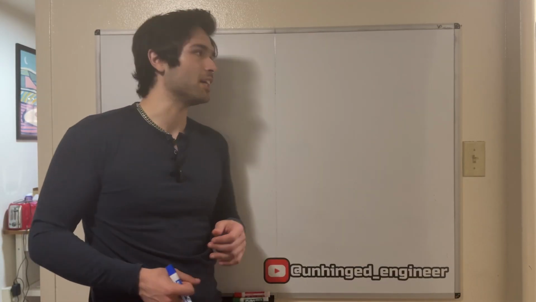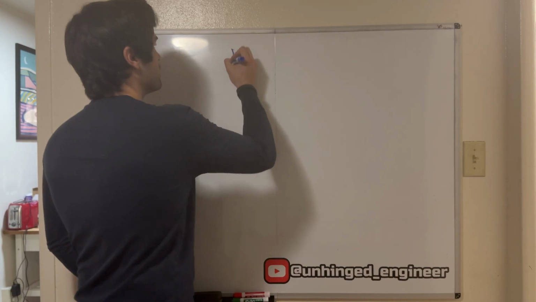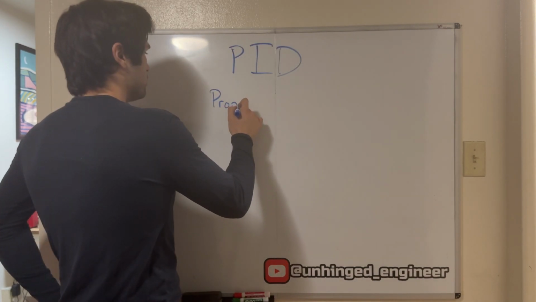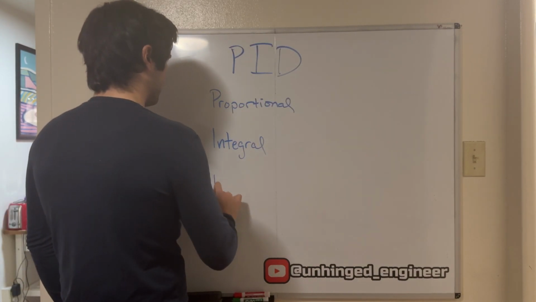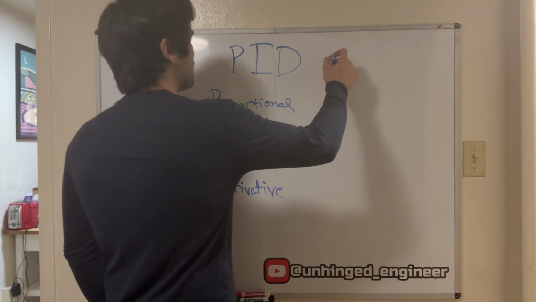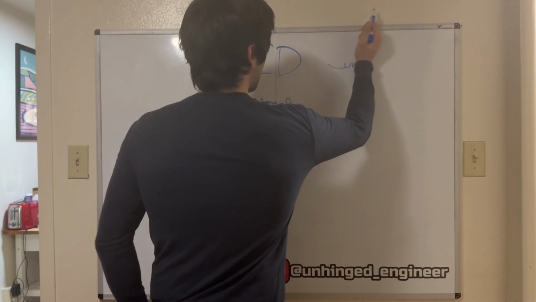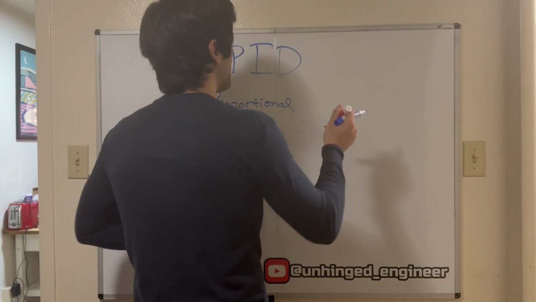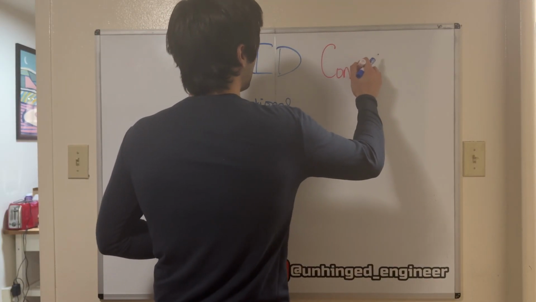So let's get right into PID control. It stands for proportional, integral, and derivative. So what this is, is a controller. Right, here, let me use red. The PID is a type of controller.